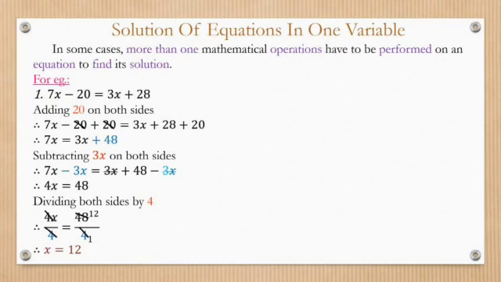Got it? Now if you substitute this value in your left hand side and right hand side, you will get both. 7x means 7 into 12. 7 12s is what? 84. 84 minus 20 is what? 64. Now here in your right hand side, 3x plus 28. 3x, 3 12s is what? 36. Correct? 36 plus 28 is again 64. So right hand side and your left hand side is same.